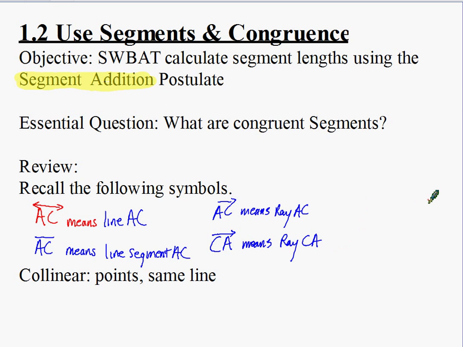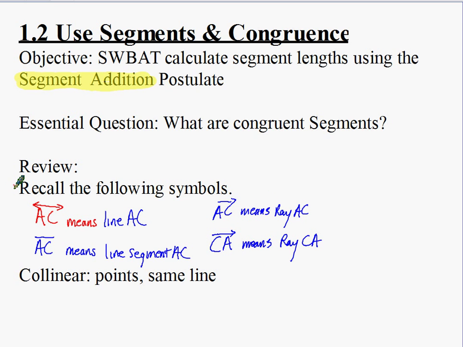Essential question: what are congruent segments? At the end of this lesson, hopefully you'll be able to answer that question. A few things we need to remember and review. I want you to remember these signs. If it's a miniature line on top, that means we're talking about line AC. If it has no arrows on top, this is a miniature line segment, so that means line segment AC. When we have a miniature ray up top, remember the endpoint is the first letter. So we have ray AC and ray CA.